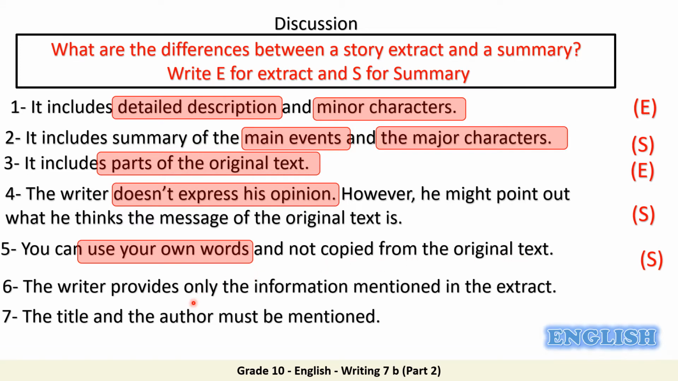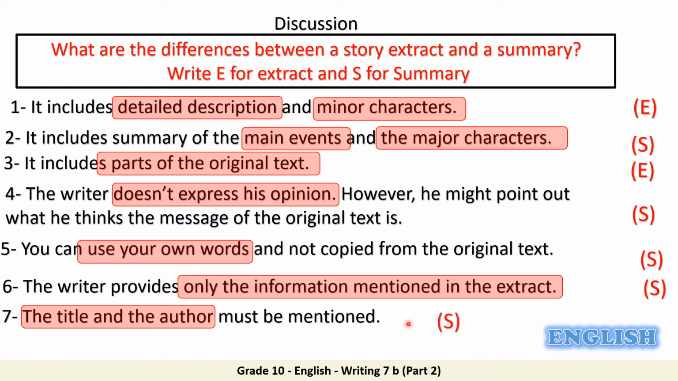The writer provides only the information mentioned in the extract. The writer doesn't include more information which wasn't mentioned in the extract. So, this is a feature of, that's right, a feature of writing a summary. And finally, the title and the author must be mentioned. So, that's right. Here, it's a feature of a summary and a feature of an extract as well.